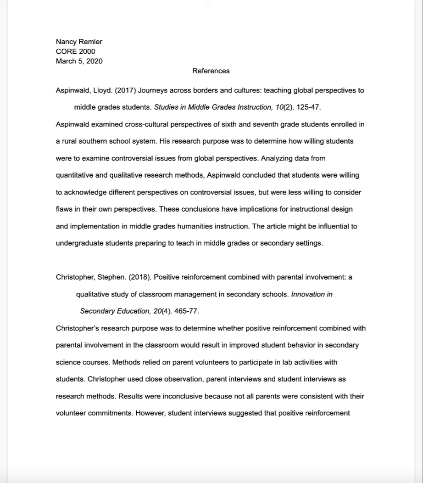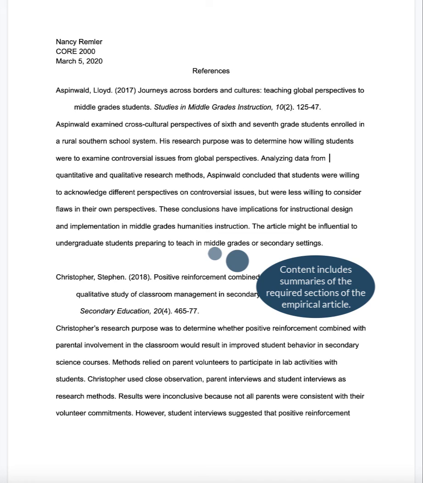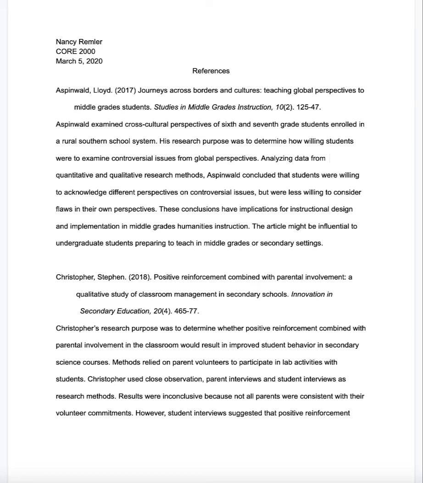But you'll notice that I have 1 sentence dedicated to the research purpose, 1 or 2 sentences dedicated to the methods of the research. I've got 1 sentence dedicated to the findings of the research, and then 1 or 2 sentences dedicated to the conclusions and implications of the research. The last sentence of each annotation is a brief reflection on my take of the article.